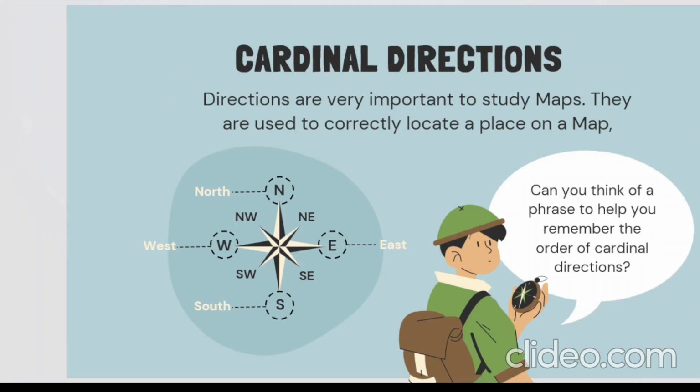Let us now see what is direction. Directions are very important to study maps. They are used to correctly locate a place on a map. We have four major directions. They are north, east, south, and west. We also have four sub-directions as well. We have northeast, southeast, southwest, and northwest.